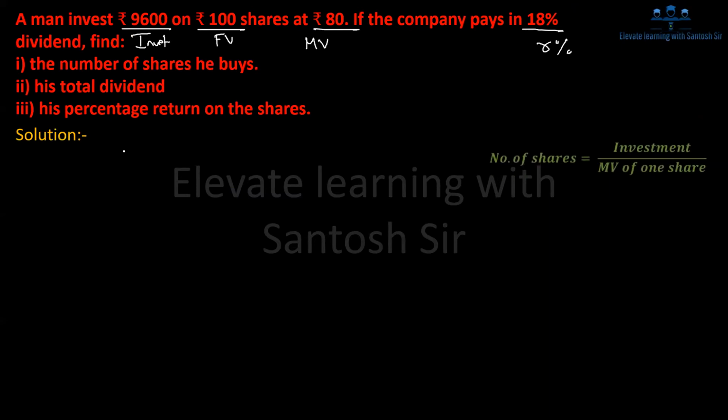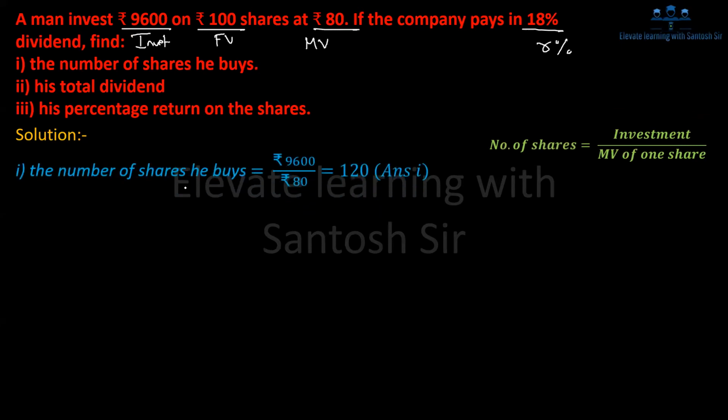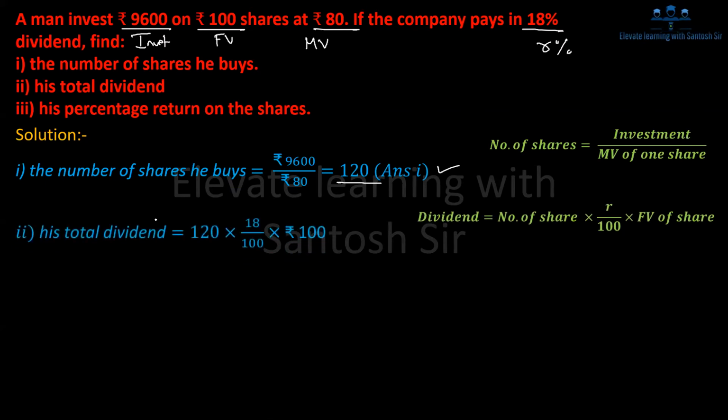Let us start. We know that number of shares is given by investment upon market value of each share. So his number of shares will be 120. We got the answer for the first sub question. We know that dividend is given by number of shares multiplied by rate of dividend multiplied by face value of each share. So we get dividend as 120 multiplied by 18 upon 100 into 100. We can cancel this. 18 times 12 we will do and add a 0 after it to get the total dividend, that is 2160. We got the answer for the second sub question.